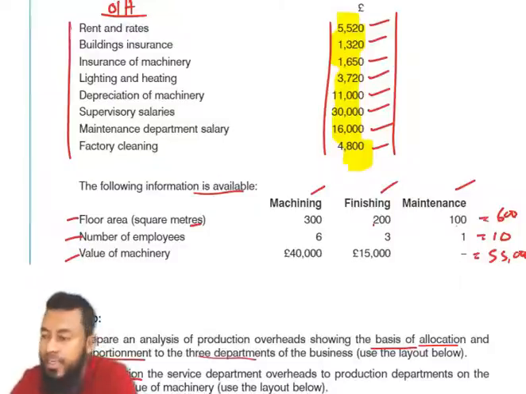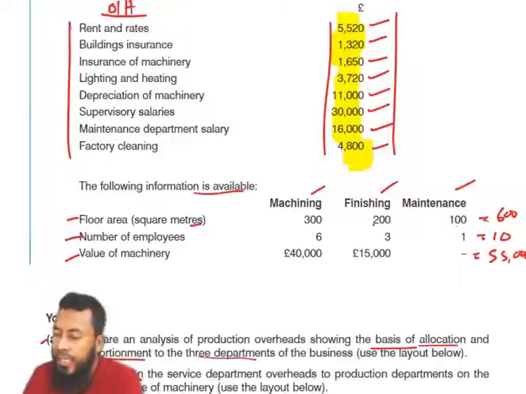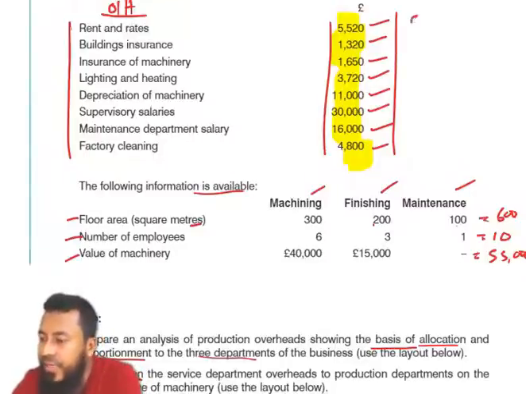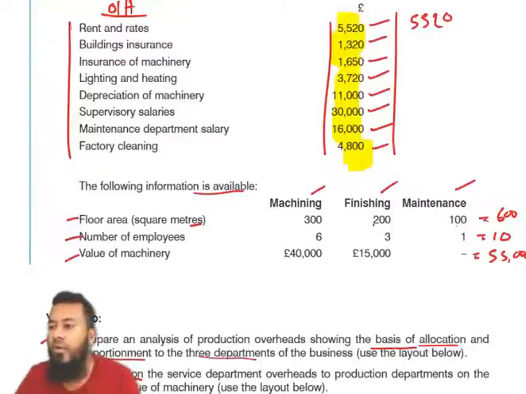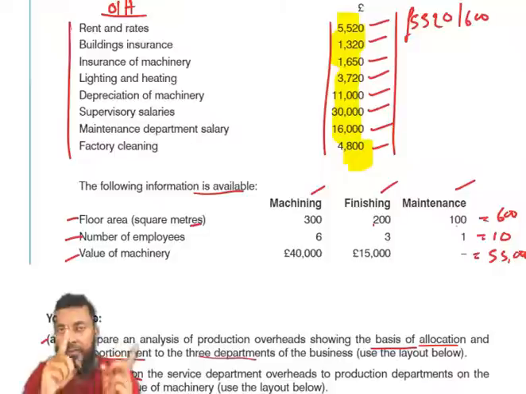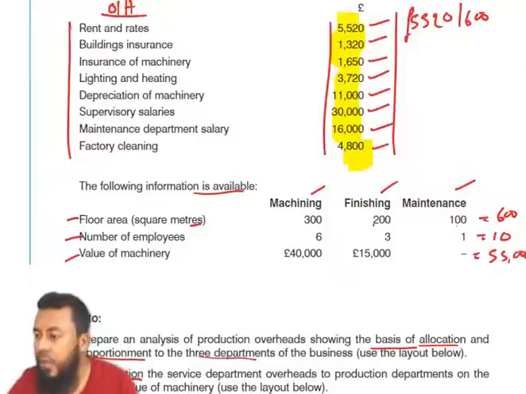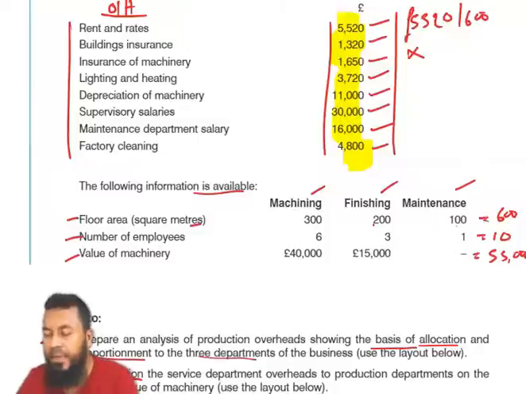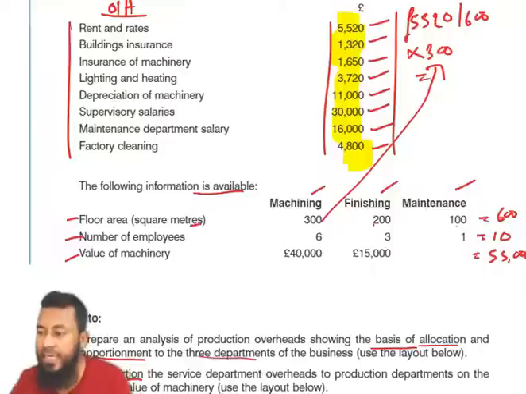Let me do one quick example here, then the rest we're going to do on the next page. For example, 5,520 is the rent and rates, but the total area is 600 square meters. So you divide the money by square meters to get the cost per square meter, and when you multiply that per square meter figure by 300, you get the machining share, and by 100 for the maintenance. Let me get the calculator.